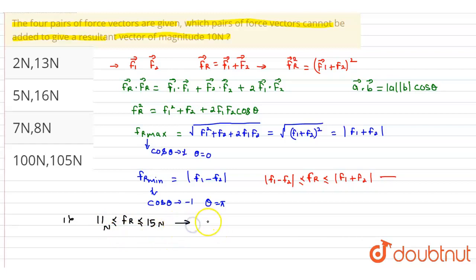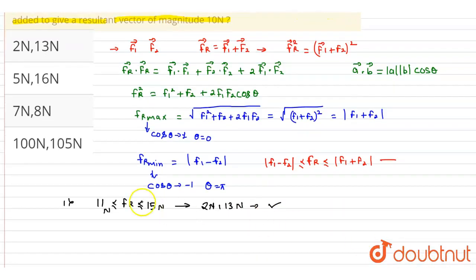Okay, so this pair, 2 Newton and 30 Newton, cannot give a resultant vector of magnitude 10 Newton. So option A is correct.